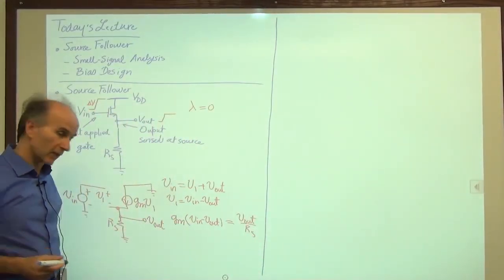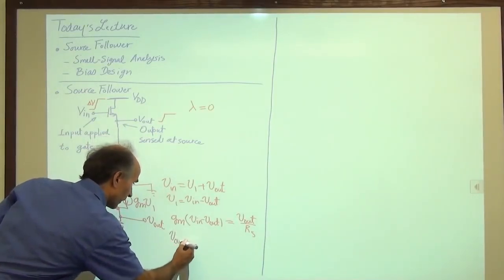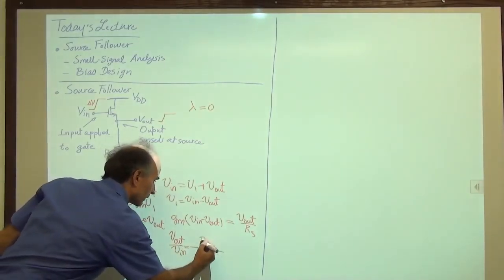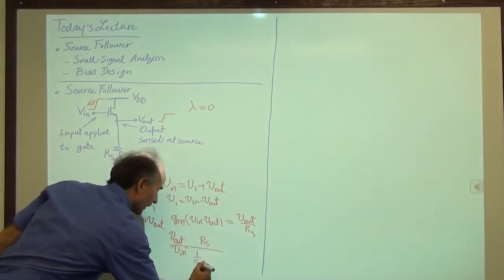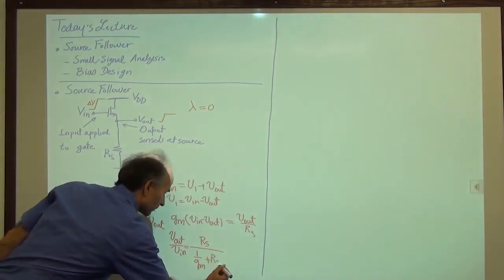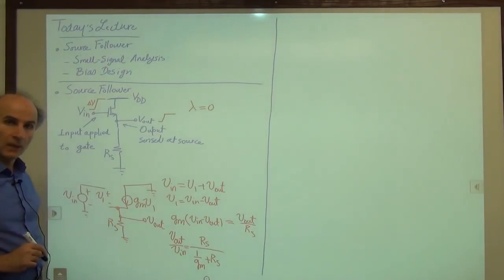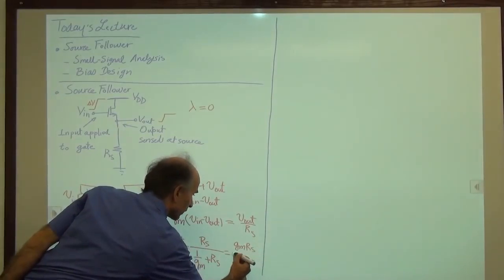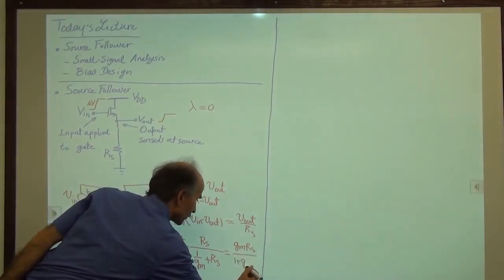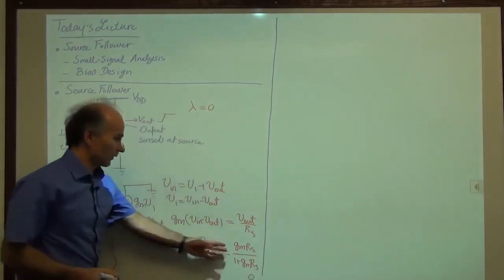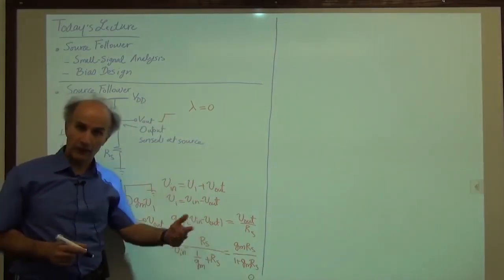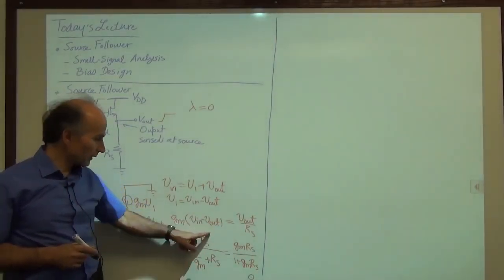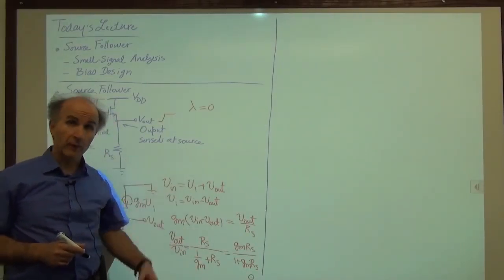So now we can find V out over V in. So we have V out over V in is equal to, one way of writing it is RS over 1 over GM plus RS. We can also write it like GM RS over 1 plus GM RS. Both of these are common forms. Whichever you like, you can choose. Not a big deal. We can always go from one to the other. I usually remember it this way because, again, I can verbalize this result.